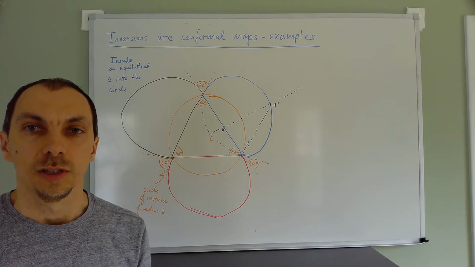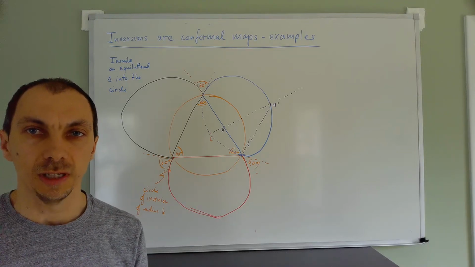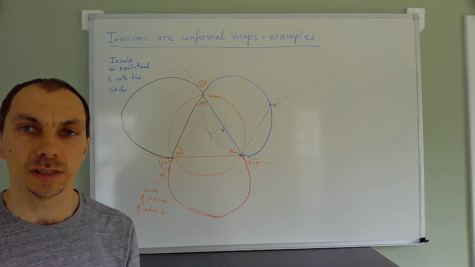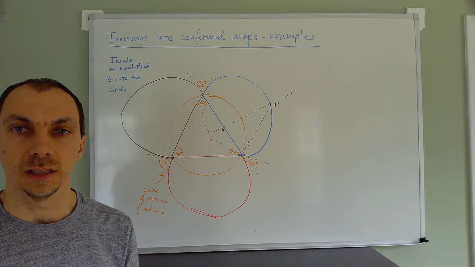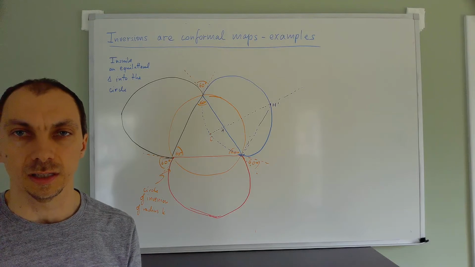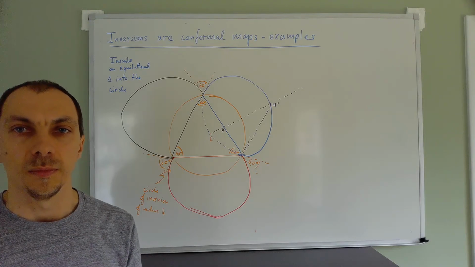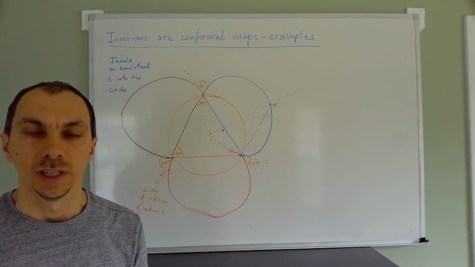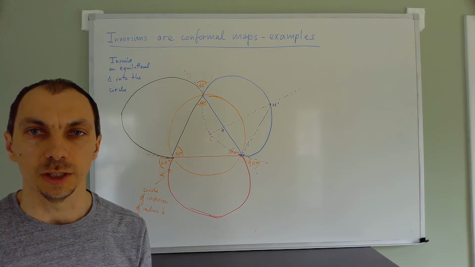Okay, so you can draw more examples like this at home. It's kind of a fun thing to do, actually, to try to construct the images of various figures and lines and circles that intersect at different angles. But it's time for a proof. So next time, in the next video, we'll actually prove the theorem.